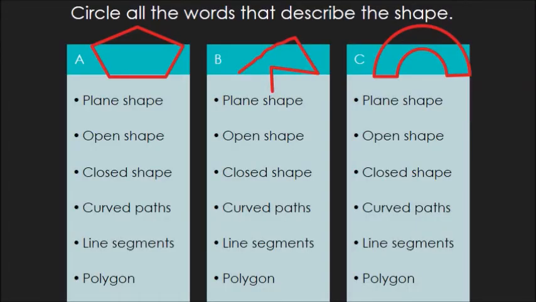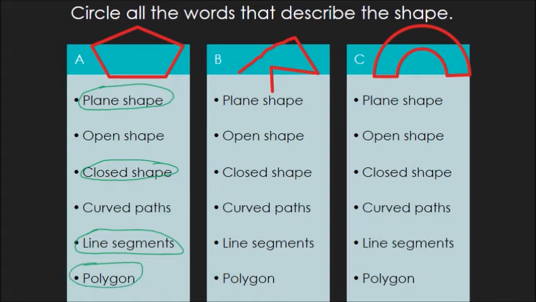Let's circle all the words that describe each shape. Let's start with figure A. Is it a plane shape? Yes. Now we choose, is it an open shape or a closed shape? It's not an open shape, so it is a closed shape. Does it have any curved path? No. Is it made up of line segments? Yes. So is it a polygon? Yes.